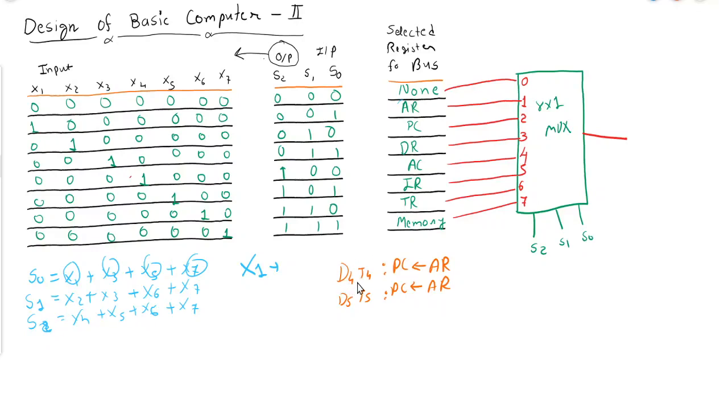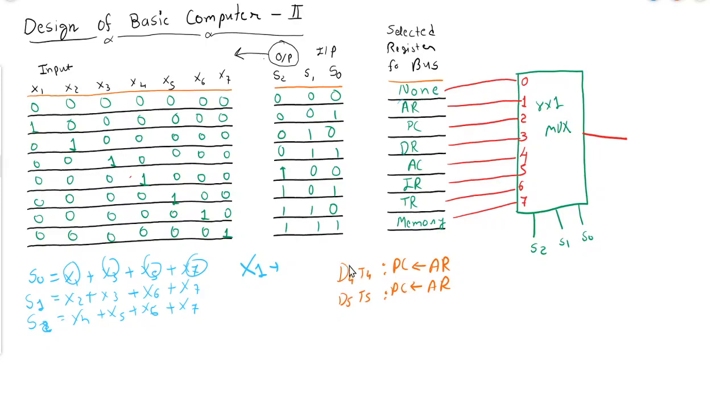If you try to recall this instruction, D0 was for AND, D1 was for ADD, D2 was for load, D3 was for store, and D4 was for branch unconditional. At that time also we were directly loading the effective address or transfer address into the program counter. Then D5 was BSA, branch and save return address.